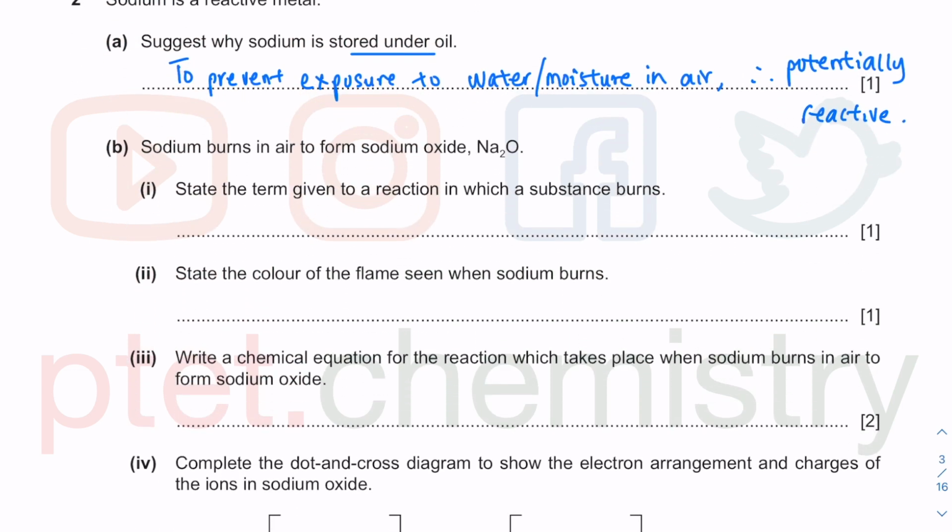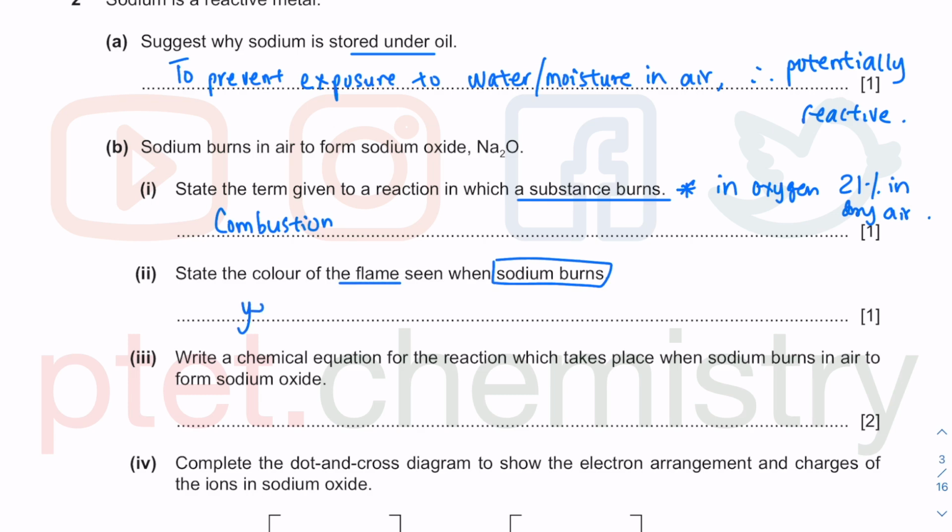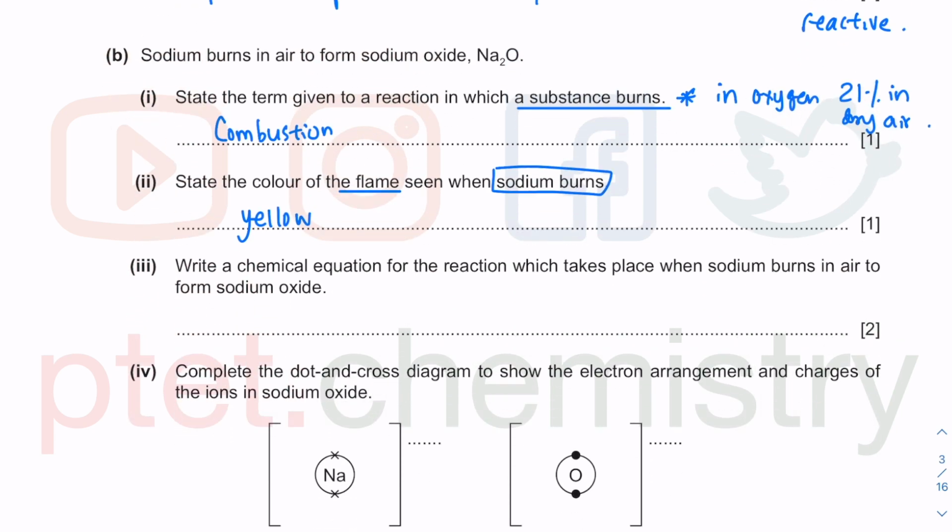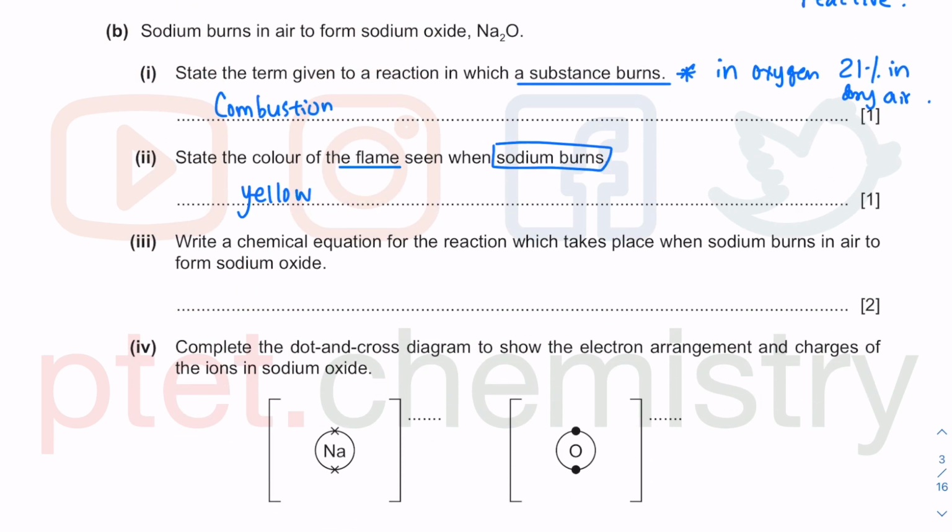Part B, sodium burns in air to form sodium oxide. So what is the reaction called in which a substance burns in oxygen? You actually require oxygen that is present as 21% in dry, clean air. So what happened there? This is what you call combustion. Here is combustion of sodium. What is the color of the flame? So we know that sodium burns with a yellow flame, kind of like orange yellow, but I think it's typically just stated as yellow flame there.